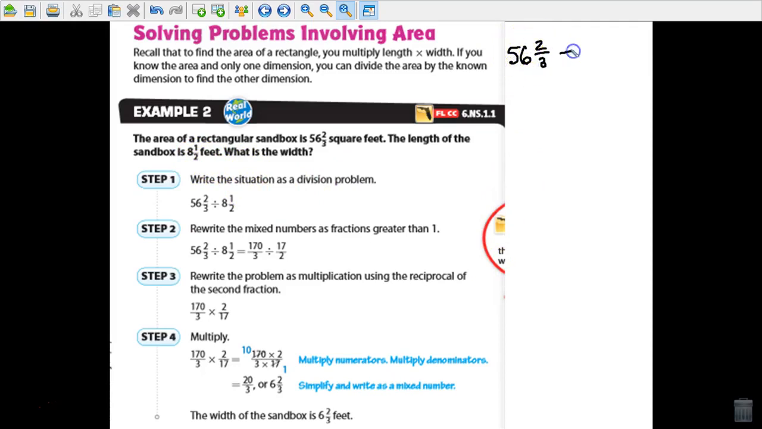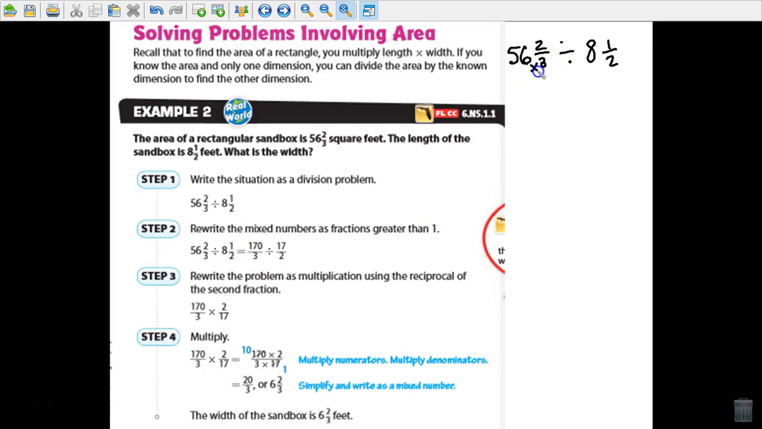56 2/3 divided by our length of 8.5, and we're looking for the width. Okay? So first step, improper fractions. So 3 times 56 is 168. I cheated. I looked over here. Don't feel like doing that right now.